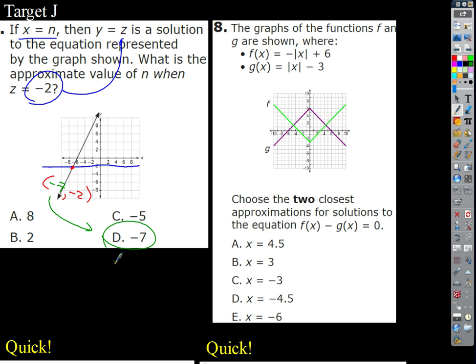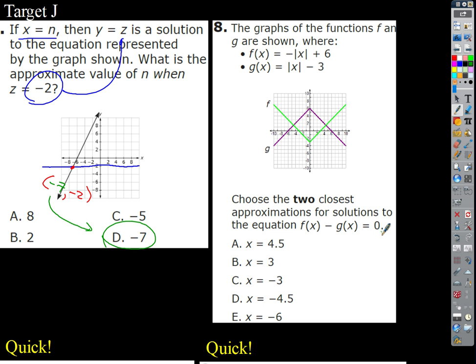Okay, what about this one? They think they're being really tricky on this, but we can handle this, no problem. The graphs of the functions f and g are shown, where it tells us what each of these things are. It makes you think you're going to have to do a bunch of algebra, but you don't. Keep reading. Choose the two closest approximations for solutions to the equation f of x minus g of x equals 0. Well, that looks complicated.